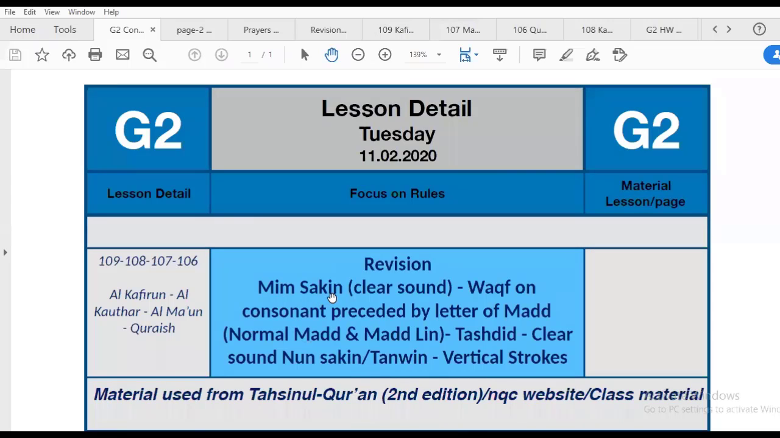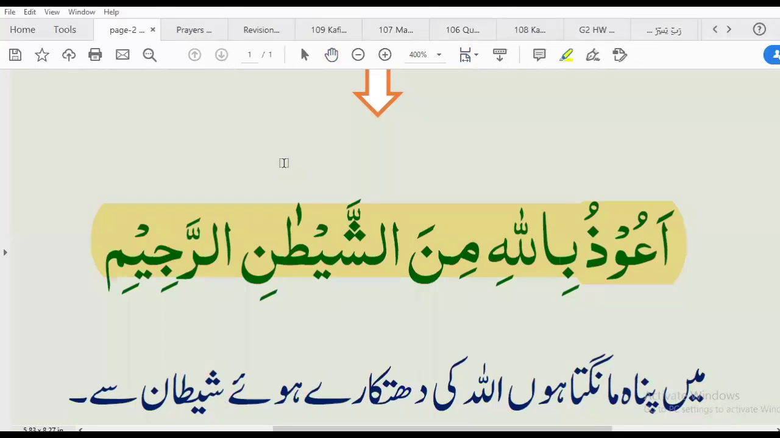And the rules that we will be revising are all listed here in front of you. So Mim Sakin, Waqf on consonant preceded by letter of Mad, Tashdid, clear sound Noon Sakin or Tanween, and also vertical strokes. These are all rules that we will be having a look at in today's class. And as always, all this material can be found in your Tashilul-Qur'an books, second edition, as well as on the NQC website in the class material section. So let's move on, and can we please have a student on the mic to recite our prayer?